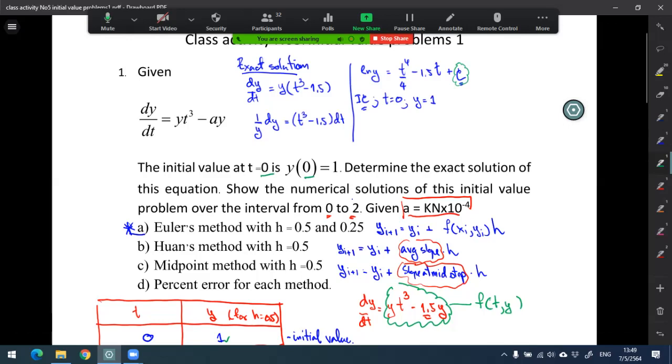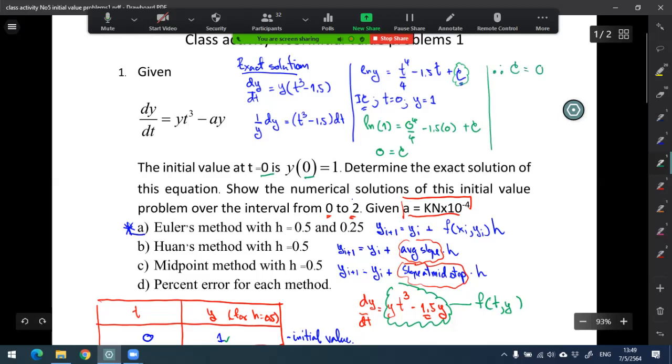So when time equals 0, we have y equal to 1, equal to 0 power 4, plus c. That means log 1 is equal to 0, right? So the constant is equal to 0. Constant is equal to 0. Then we have the equation log y equal to t power 4 over 4 minus 1.5 t.